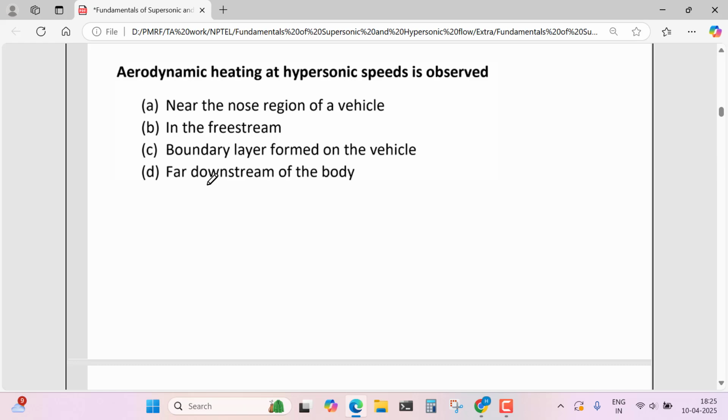If you see near the nose region of the vehicle, what happens, as we have seen before, is that this is the nose region of the body. Due to the hypersonic speed, a bow shock will form here. Due to this bow shock, the kinetic energy of the flow will be converted to thermal energy of the flow behind the shock wave. So due to this thermal energy, there will be aerodynamic heating near the nose region of the vehicle.